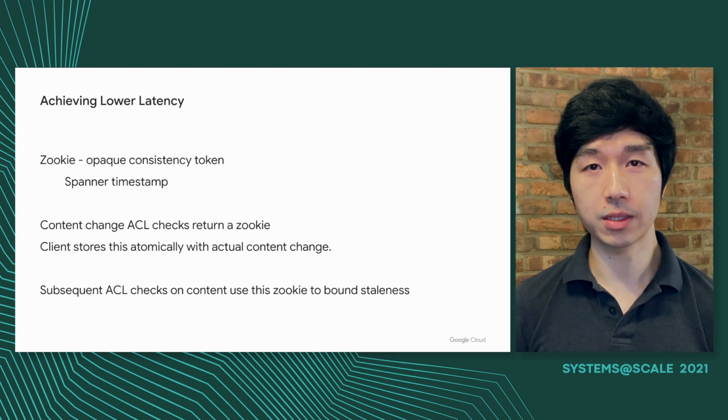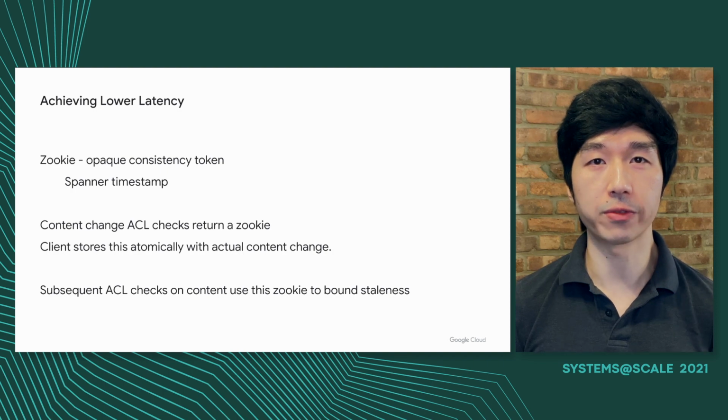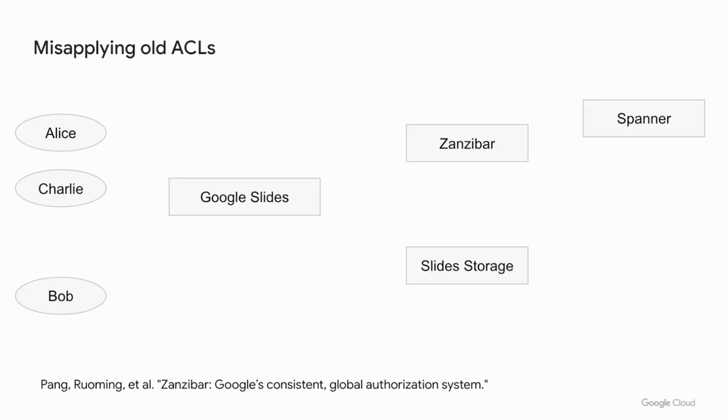And how do we use this? Let's go back to our previous example. Alice removes Bob from Google Slides. Google Slides then goes to Zanzibar and says, hey, please remove Bob from the ACL set. And this gets written to Spanner, and Spanner assigns the transaction a timestamp of 1. Now, when Charlie updates the content, Google Slides goes to Zanzibar and says, hey, is Charlie allowed to modify this content? It will then go check with Spanner the ACLs with regards to Charlie.